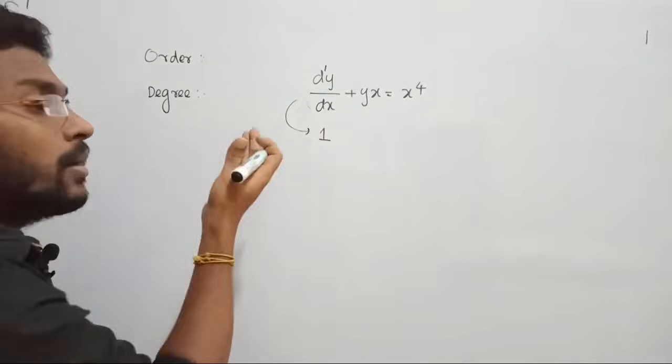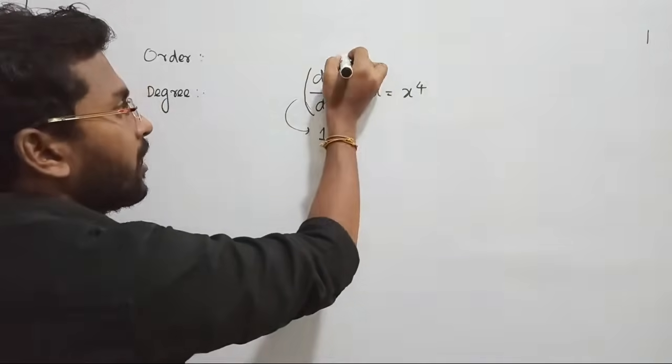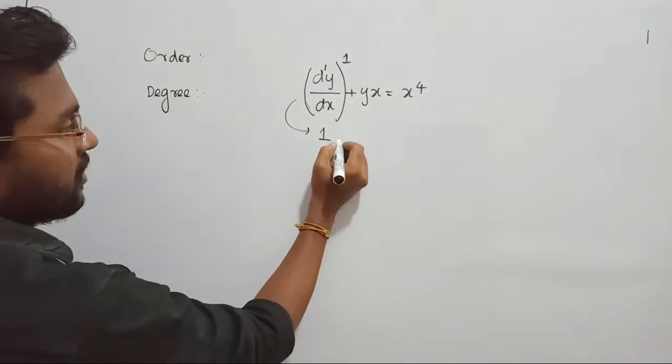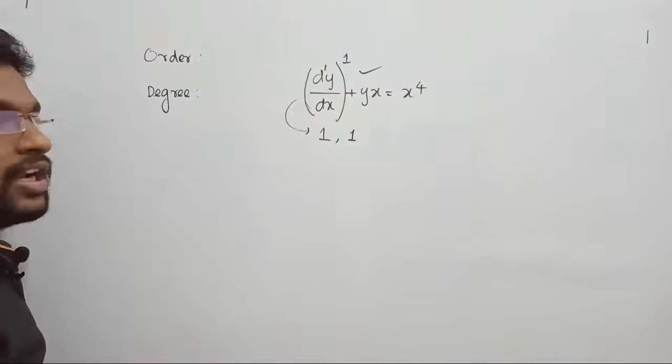Whereas degree means power of the highest derivative, right? Power means, what is on the whole power of this highest derivative? There is nothing here, so that is 1. So the conclusion is what? Degree of the differential equation is 1, as well order of the differential equation also 1. Let me take some other example.